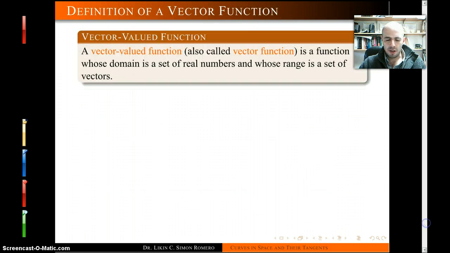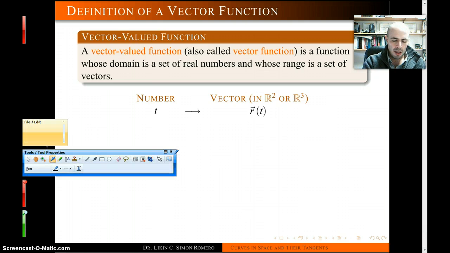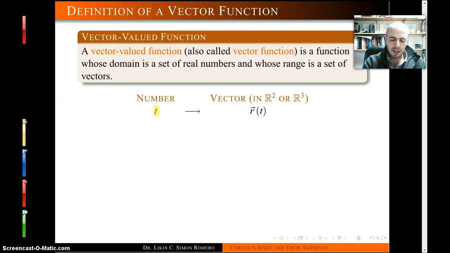Definition of a vector function. A vector valued function, also called a vector function, is a function whose domain is a set of real numbers and whose range is a set of vectors. In other words, vector functions will have inputs, numbers, and the outputs are going to be vectors.